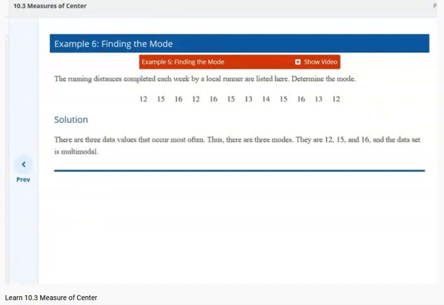Going on to example 6, again, they're asking us to find the mode. So we start looking through and we say, wait a minute, there's a 16 there, a 16 there, and a 16 there. And I see another 15 coming up, so I have a 15.